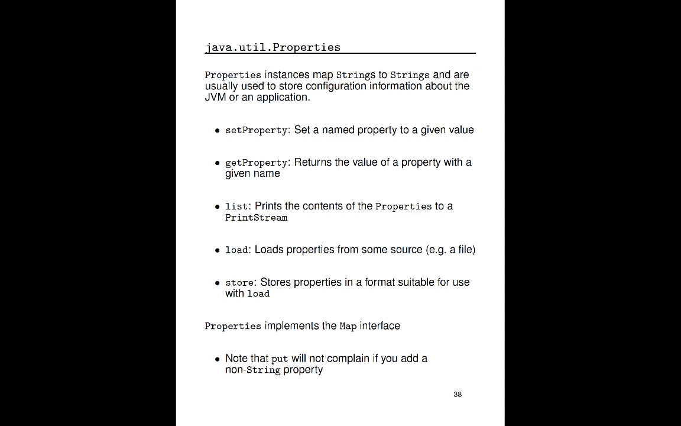So properties has been around for a long time. It implements the Map interface, but it's not a map of strings, actually a map of objects for backwards compatibility reasons. But that does allow you to do things like have an int as the value of a property.